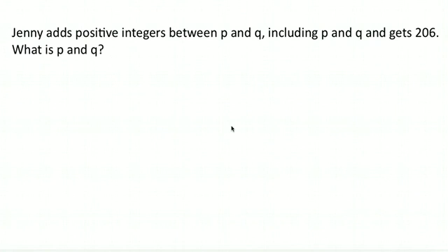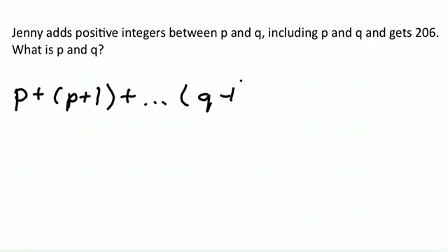The next problem. Jenny adds positive integers between p and q and gets 206. What are p and q? We can translate the sentence into an equation. So p is our first number that we are adding. The next one is p plus 1, and then the one before last would be q minus 1, plus q equals 206.